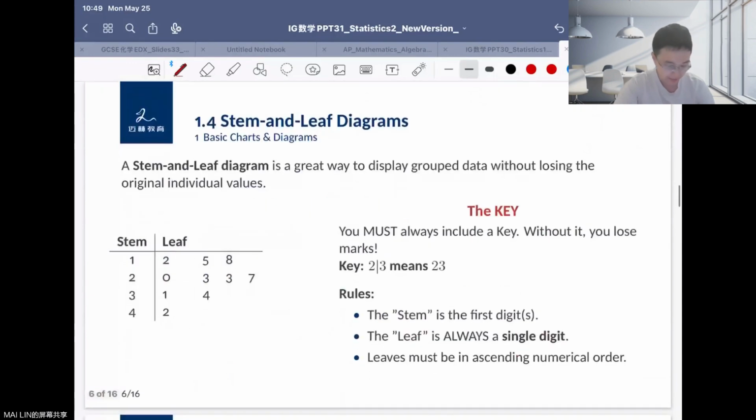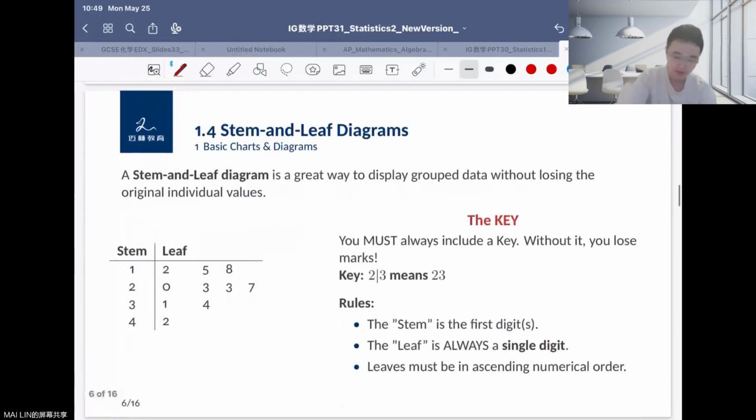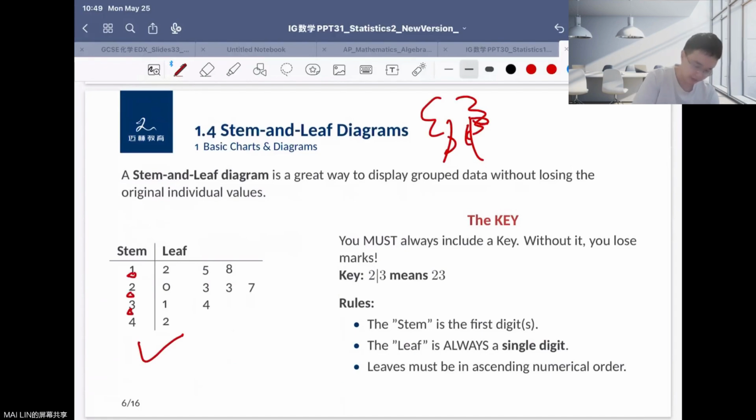And we have stem and leaf diagrams. So stem and leaf just means a tree graph, okay? So you can find a tree has a stem, right? And then it has leaves. So you can find here that the stem is always written as a number, and the leaves hold all of the leaves right here.